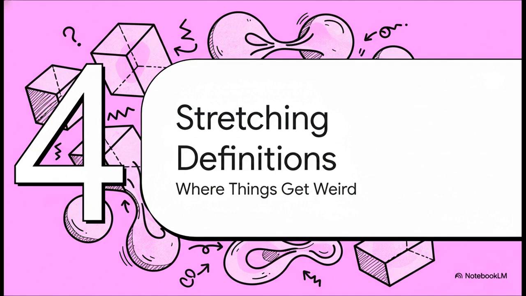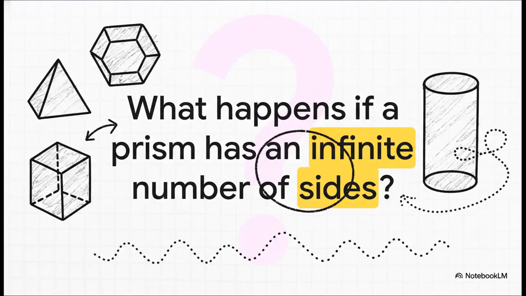But this is where things get really cool, when we start pushing these simple definitions to their absolute breaking point. Let's go back to our prism for a second. We know we can build one with a base that has 3 sides, or 6, or 20, or whatever. But what if we just keep going? What happens to the shape if its base has 100 sides, or 1,000? What would happen if we could give it an infinite number of sides?